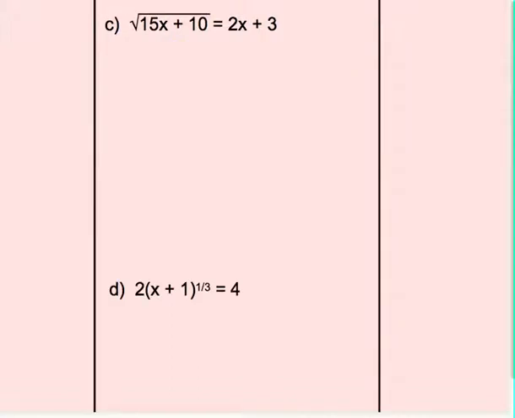Two more, and then we are done for this lesson. So part C, we have a radical on one side, but not the other. I still have to cancel that radical by squaring both sides. However, on the right-hand side, I can't distribute the square in because I have a plus sign. So I have to multiply it by itself.